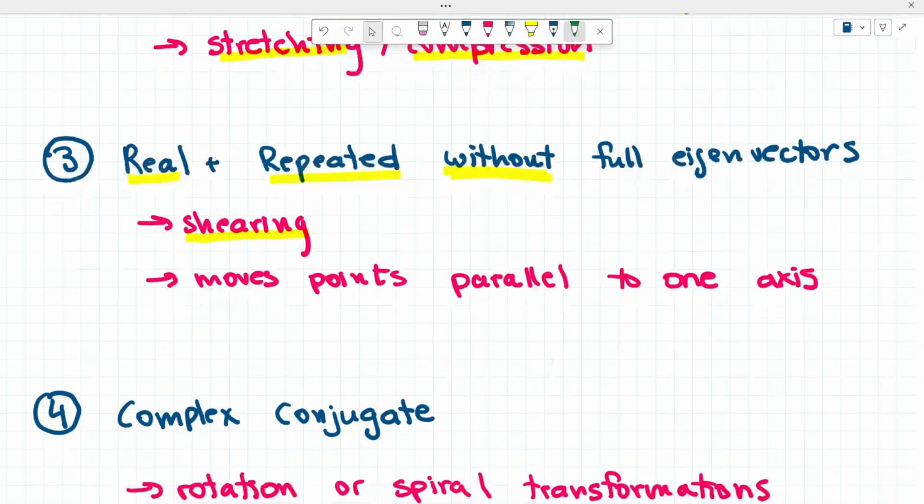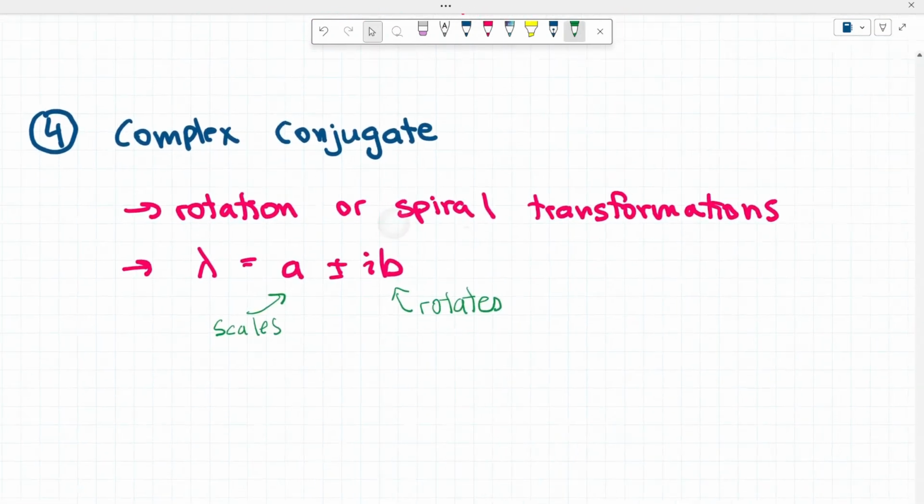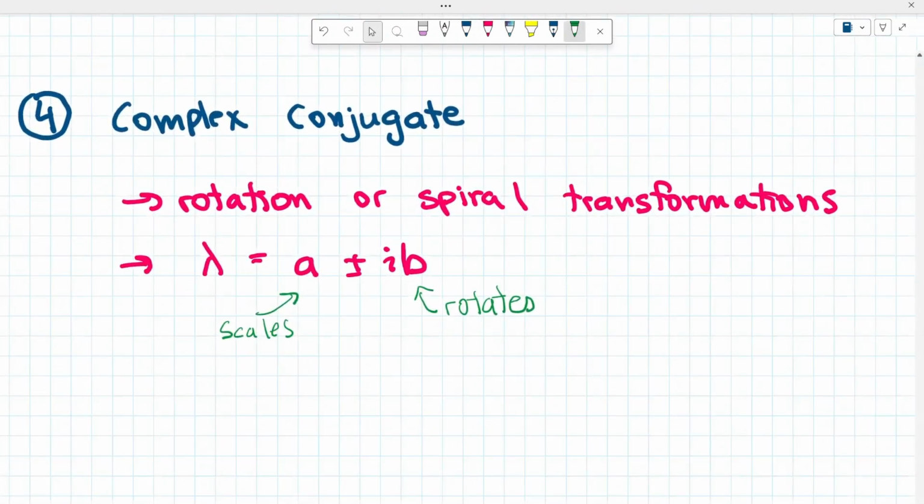Okay, the last case that we can have is complex conjugates. So just like I said, in our quadratic or cubic situations, we can have complex roots. So the same goes for eigenvalues. So this is a little bit different.